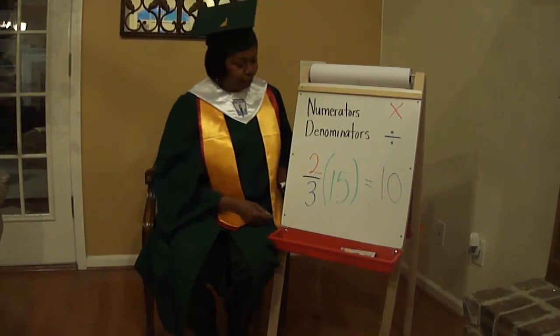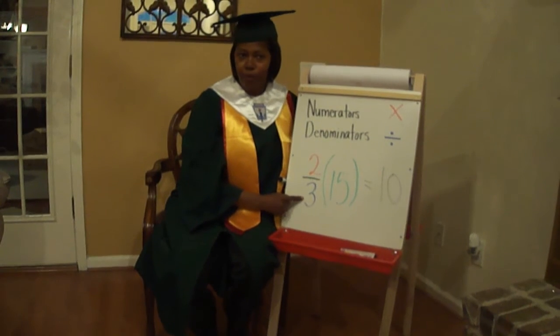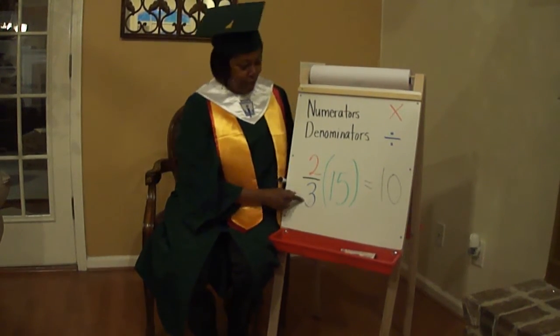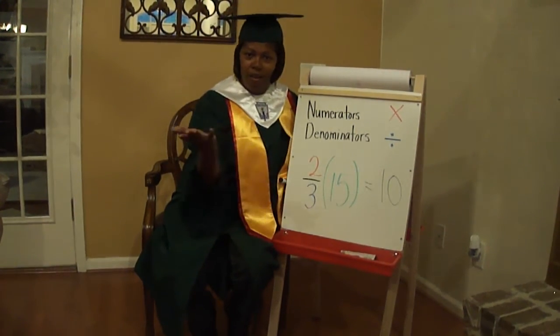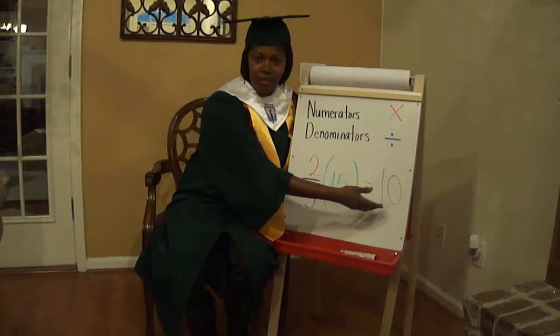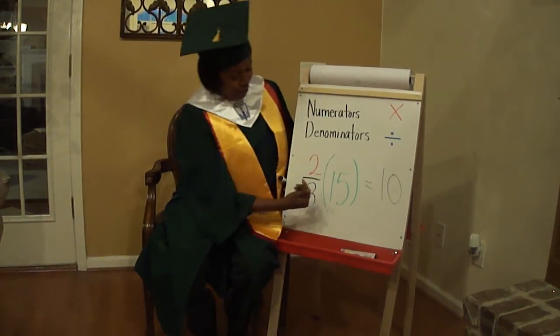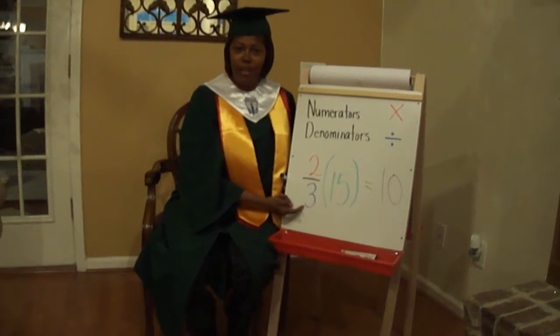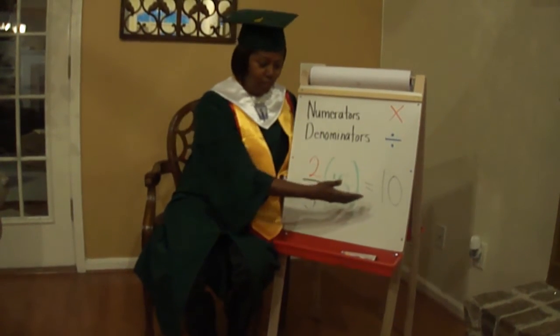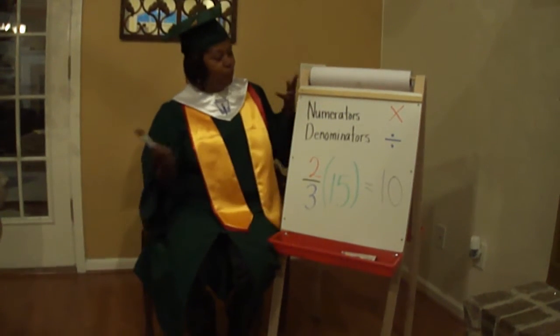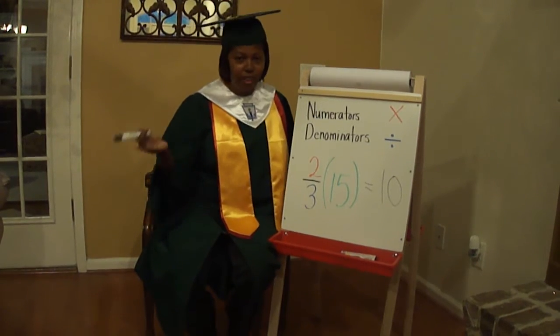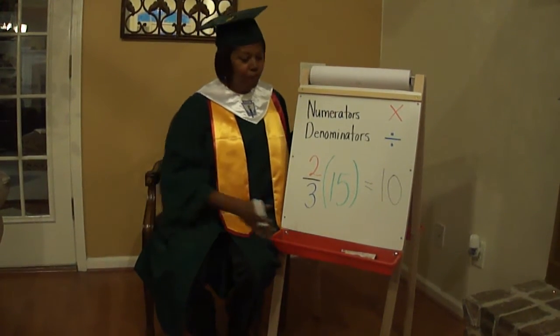Alright, so let's go. 15 divided by 3 is 5, and 5 times 2 is 10. I started from the bottom, now I'm here. No fear, no fear. 15 divided by 3 is 5. 5 times 2 is 10. Isn't that easy? Numerators multiply, denominators divide. It's just a mathematical fact.